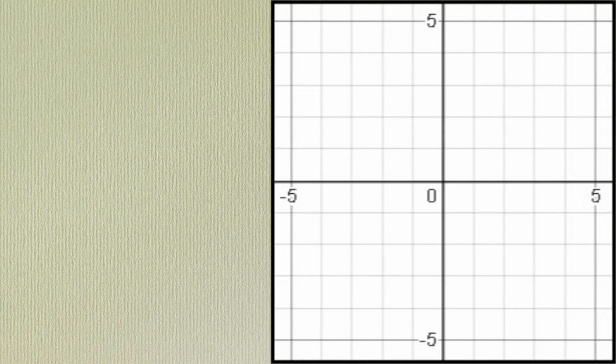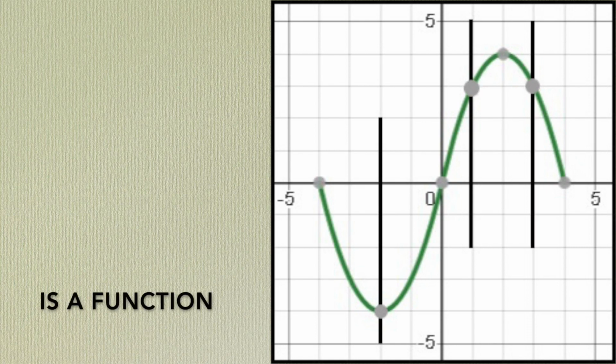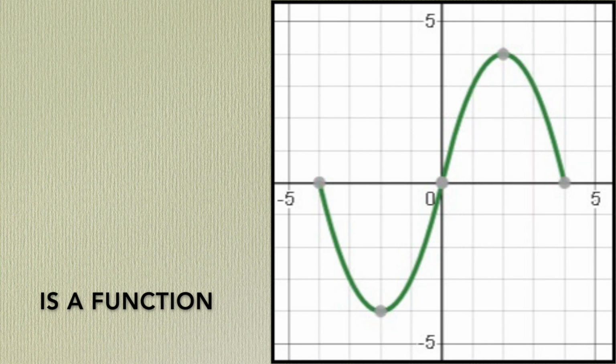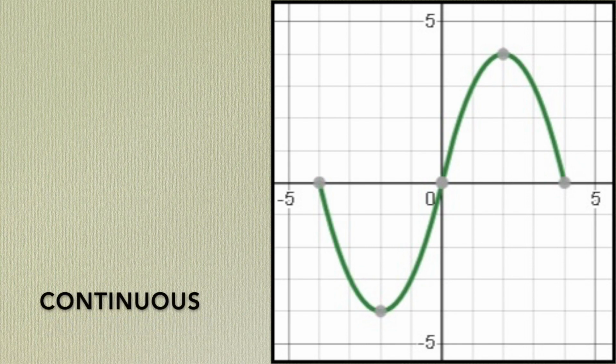Okay, so let's take a look at graph number 7. Is this a function? So let's draw a vertical line in a couple of places here, and each time it only crosses at 1 point. So this is a function. Now, if we look at where it begins to where it ends, it is connected between all of those points. It's a single unbroken line. So this is continuous.